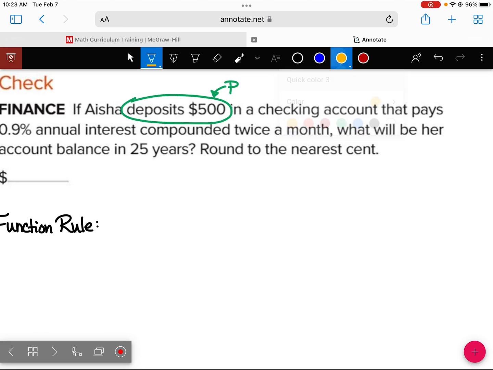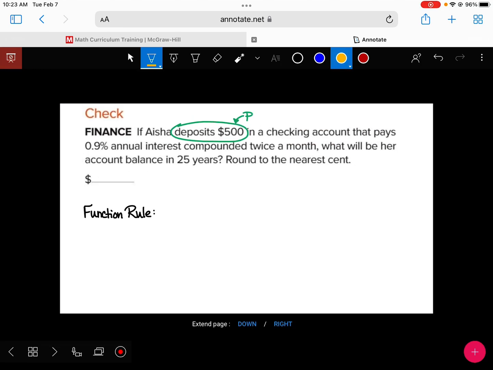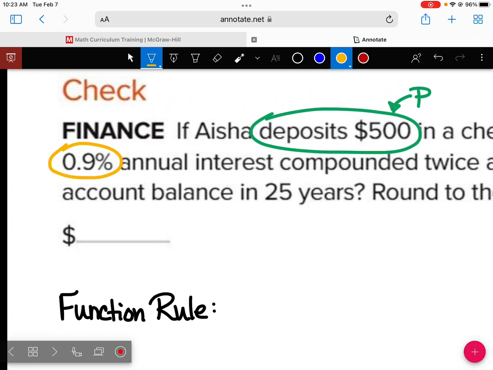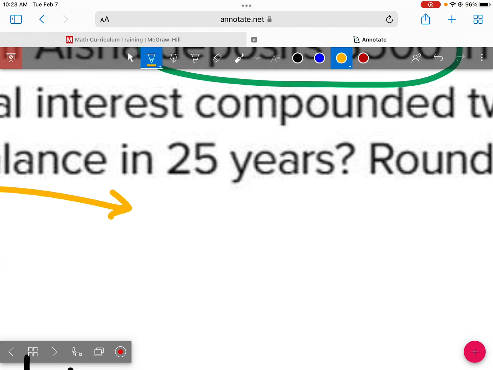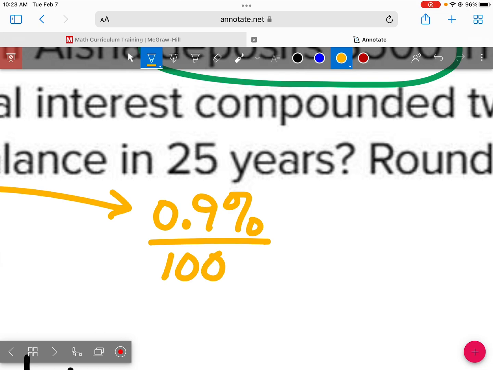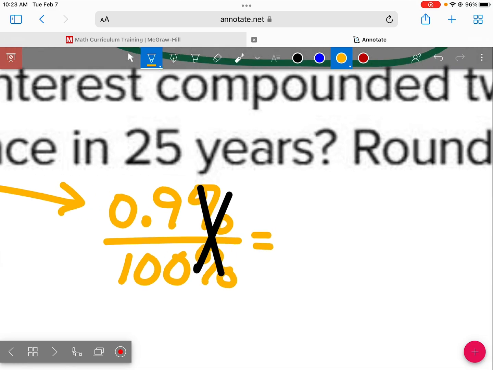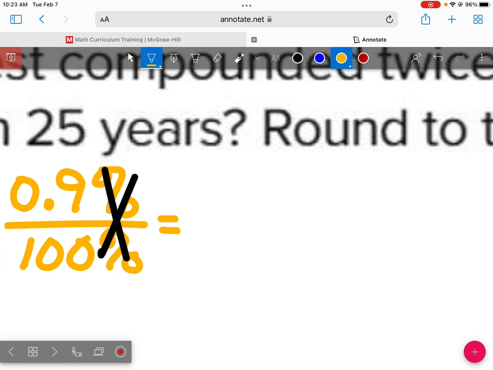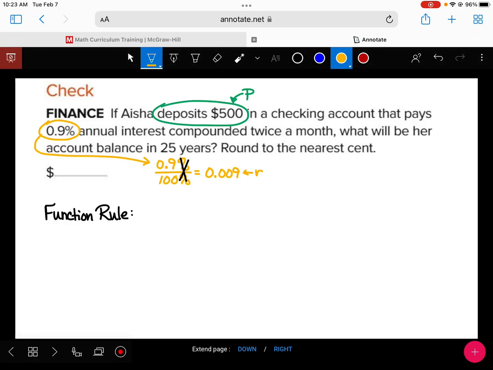What else can we get from the story? 0.9% is the rate. So 0.9%, we have to divide that by 100%. So my percent signs cancel out. I know that percent already had a decimal in it, but it also had a percent sign after it. So once I get rid of the percent sign by dividing by 100, what is just the decimal that's left over? 0.009. That's our value for R.